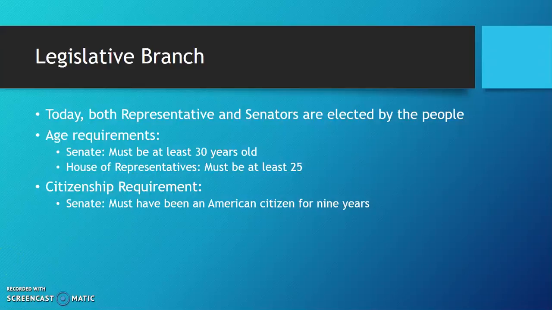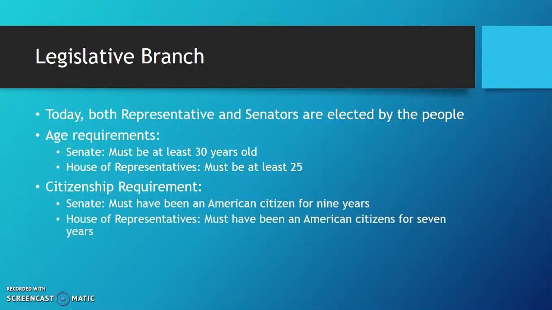When we're talking about the House of Representatives and their citizenship requirements, in order to be a representative or run for representation, you must have been an American citizen for 7 years. So there is a citizenship requirement to be a member of Congress.